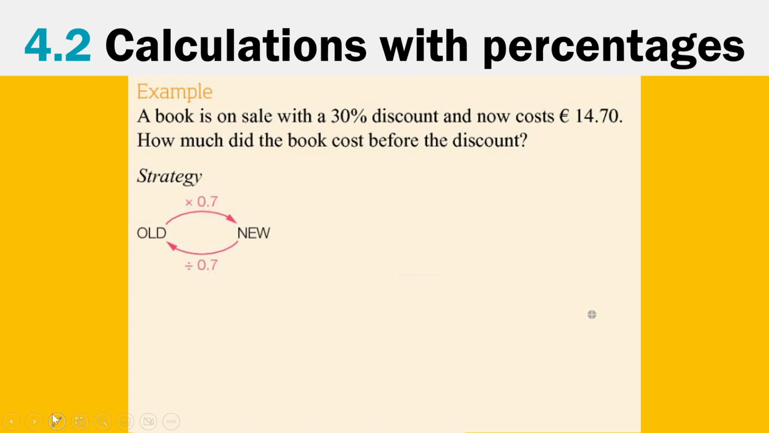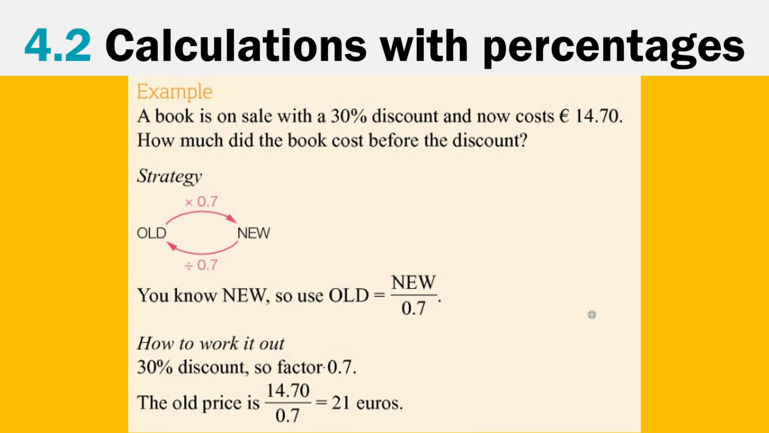I'm going to skip over to my pen because maybe I want to write something down as well. So you get old times 0.7 to find new, and divided by 0.7 to find old. Here you know new, so you have to use old is new over 0.7. So this is the calculation that you have to write down.